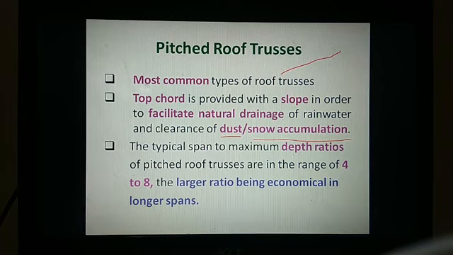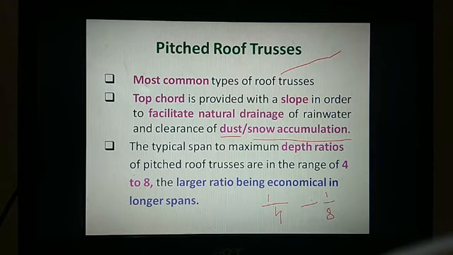The truss is provided with some slope. The typical span to maximum depth ratio of pitched roof trusses is in the range of 4 to 8. What do we mean by 4? 4 is nothing but 1 by 4, up to 1 by 8. So this is the pitch that is provided for the roof truss, a typical span to maximum depth ratio.